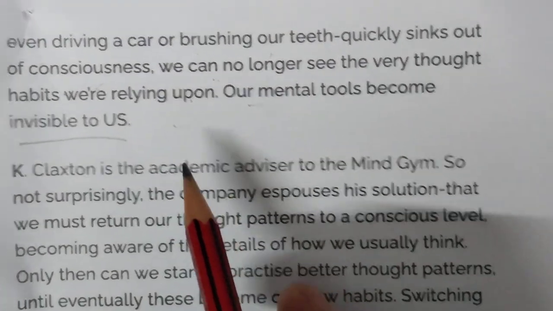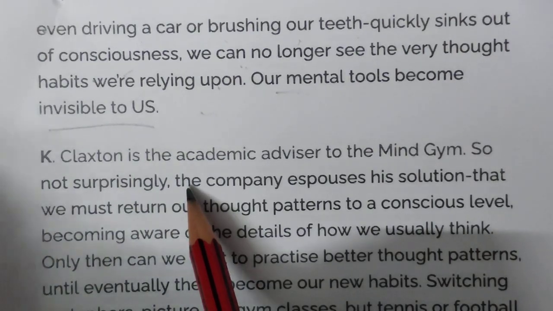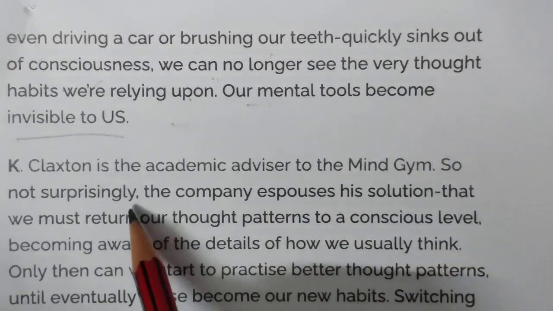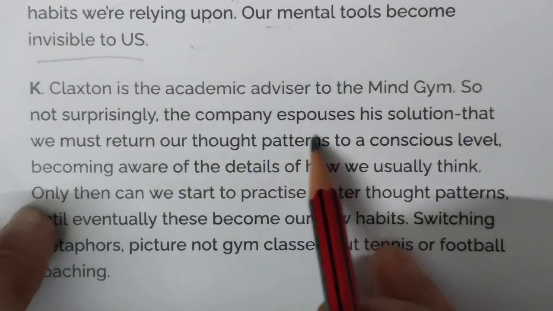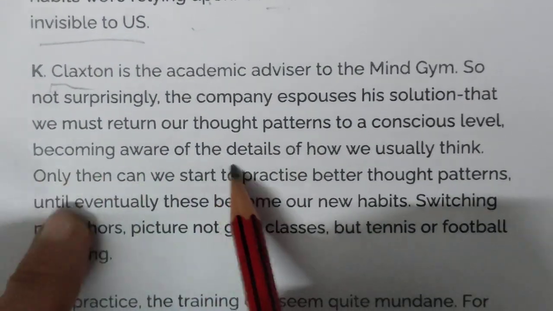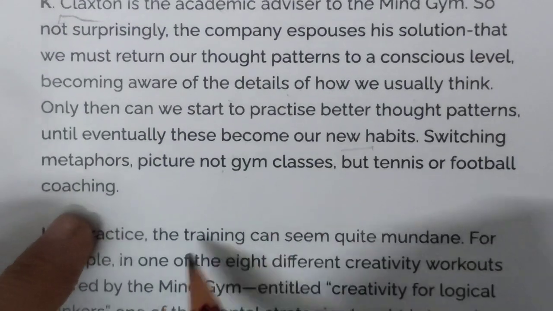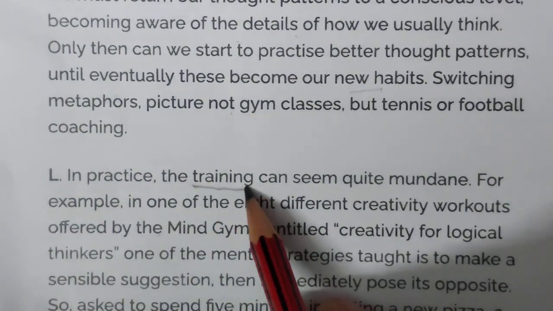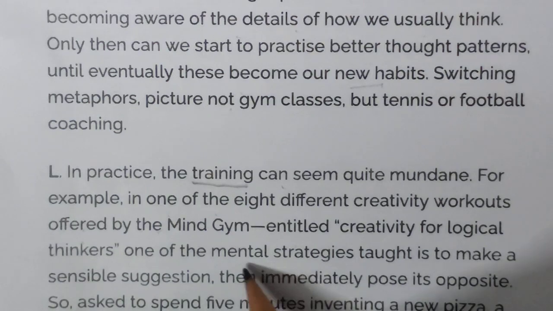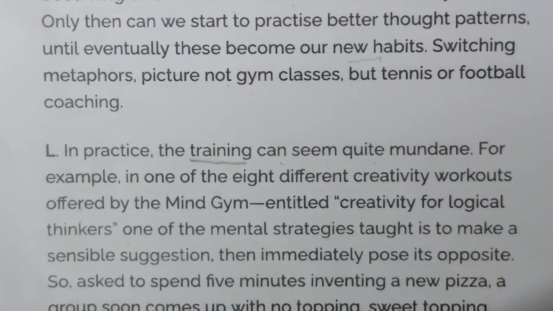Now I am looking in the question statement for skills training for the brain. Maybe we can get the same word. Claxton is the academic advisor too, so we must return to the conscious level, becoming aware of the details of how we usually think. Only then can we start practicing new habits, switching metaphors. In practice, the training here can seem quite mundane. For example, in one of the creative workouts, one of the mental strategies is to spend 5 minutes. But who is this person?